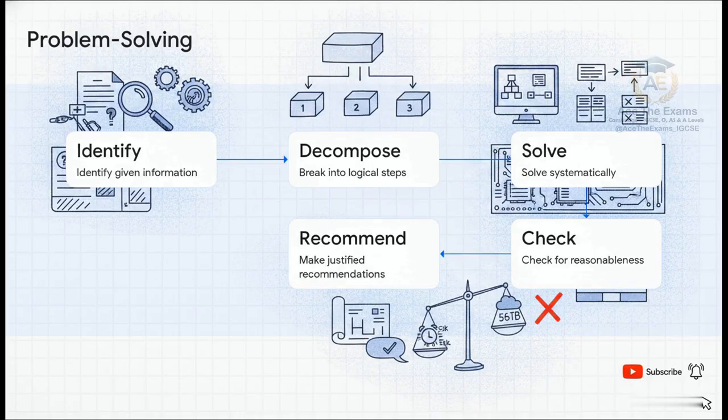Step 4. Check for reasonableness. Look at your answer. Does a 5 terabyte download over a 56 kilobit connection taking 3 seconds make any logical sense? Absolutely not. Catch your own mistakes. Check your math. Step 5. Make justified recommendations on how to optimize that client-server transmission. This is the blueprint. Apply this and your marks will skyrocket.